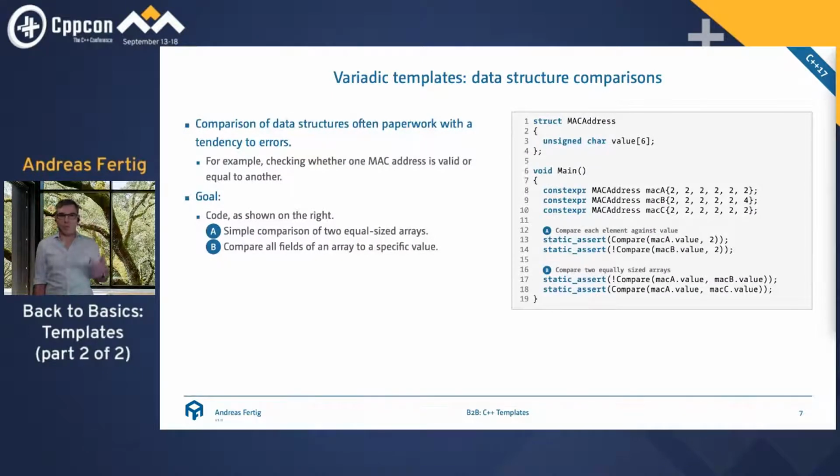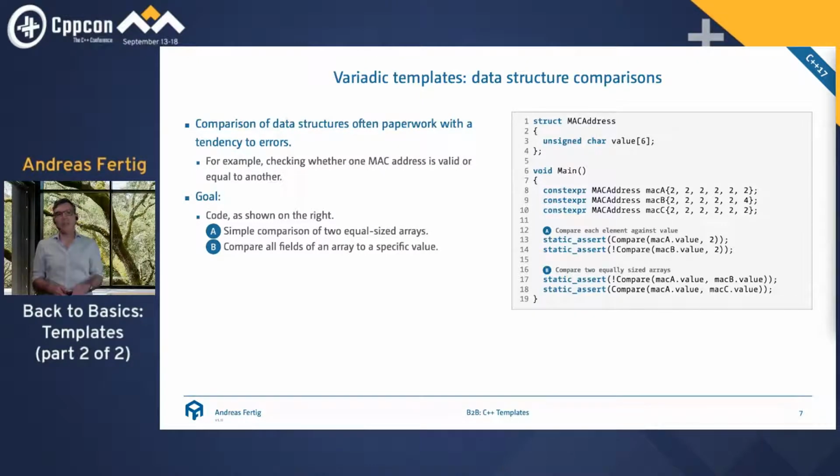What other things can we do with variadic templates? Well, we can use it to compare data structures. The case I'm having here is I have a MAC address. The MAC address is a struct here which has an array in it of type unsigned char, and it has 6 values. Because the MAC address, if you know that, comes with 6 digits. They are often displayed as hexadecimal representation if we're printing them or viewing them.